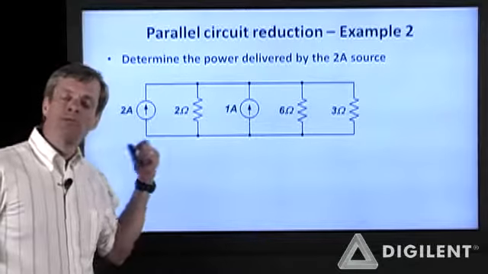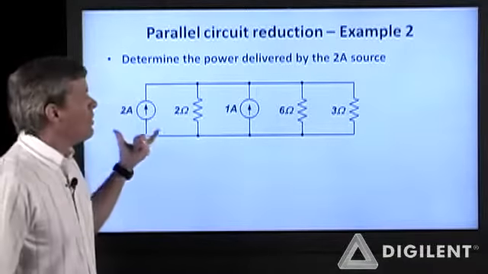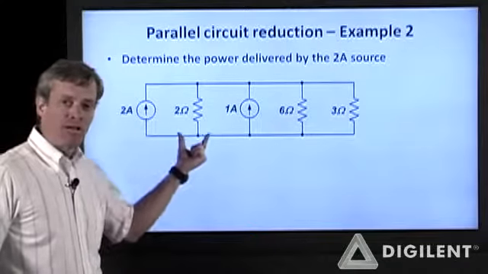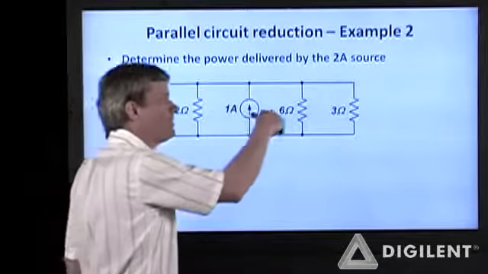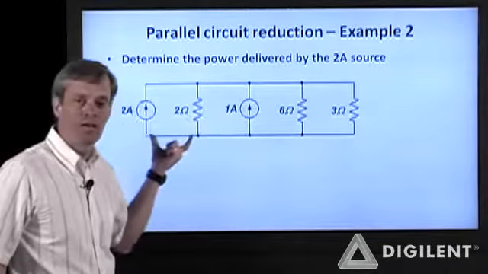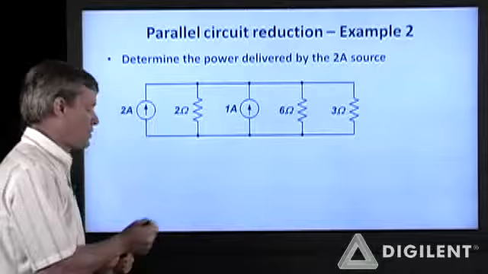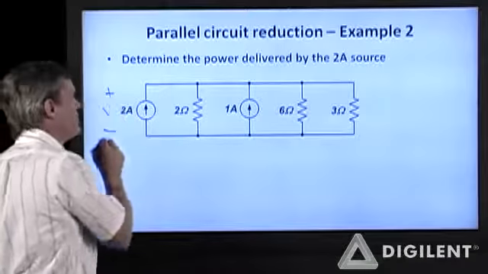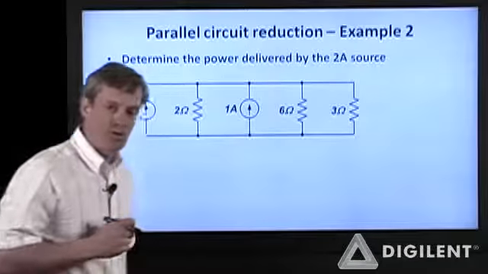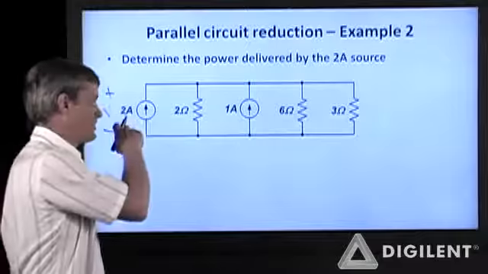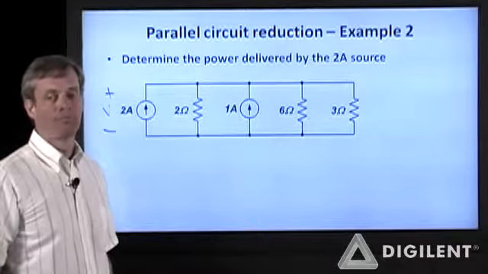Now let's do an example of applying our previous parallel circuit reduction techniques to solve a problem. We have a parallel combination of circuit elements. It's extremely similar to our previous example, except that we have provided values for the resistances and the currents. We want to determine the power delivered by this 2 amp source. So if we can determine the voltage across this source, we can determine the power. Try using your circuit reduction techniques to determine the power across the 2 amp source, then come back and let me have a shot at doing the problem.